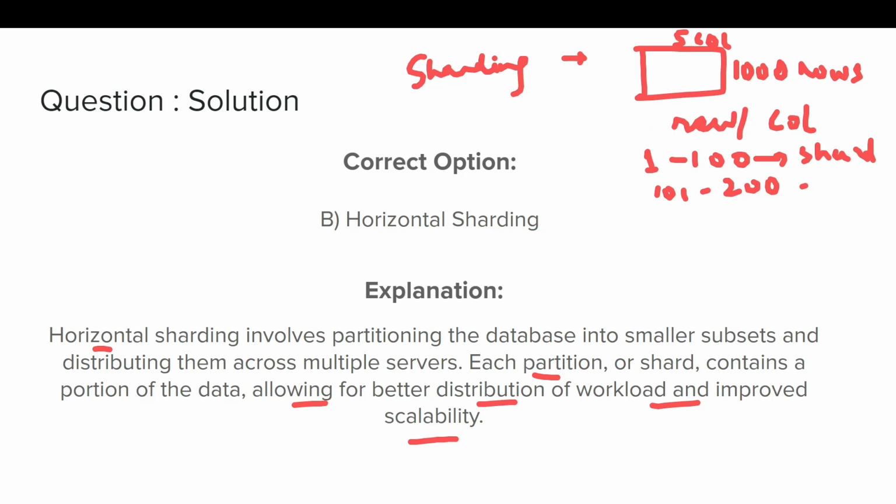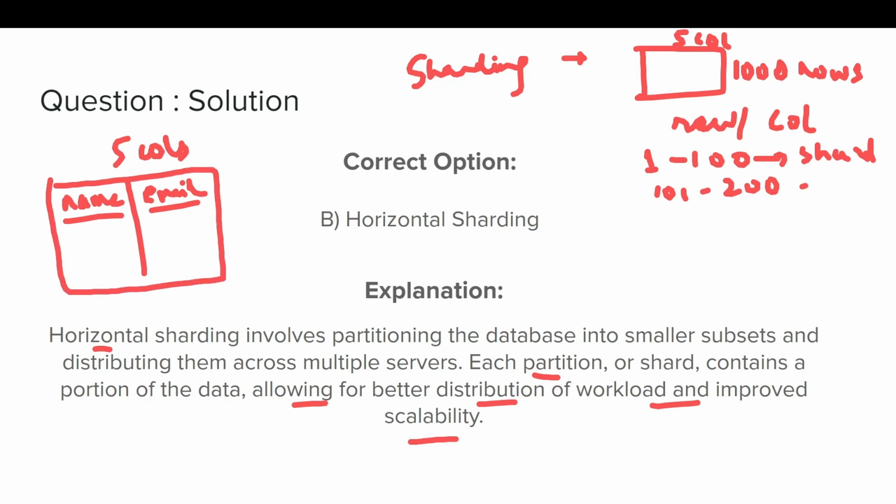When would you want to do it column wise? Probably you have 5 columns, right? So for faster retrieval, let's say you have name and you have some email and you have some other fields also, but you know that the most frequent ones are name and email. So you put this entire data set of just name and email, by doing a vertical sharding, in one server, and maybe the other columns, column 3 and 4, in another server.